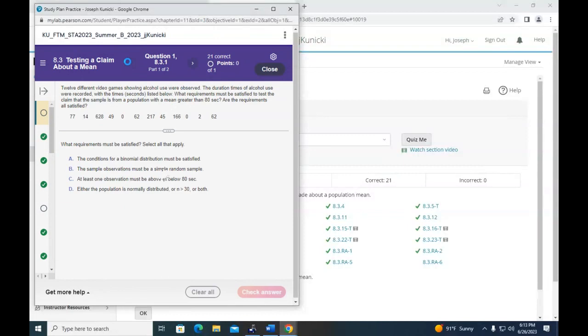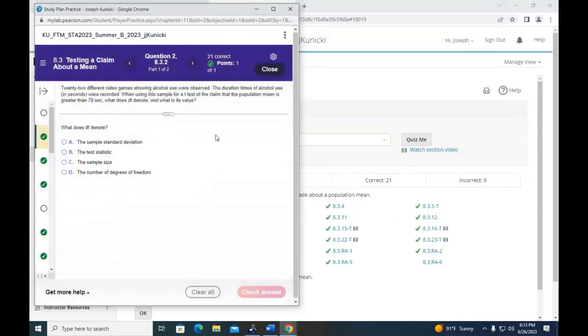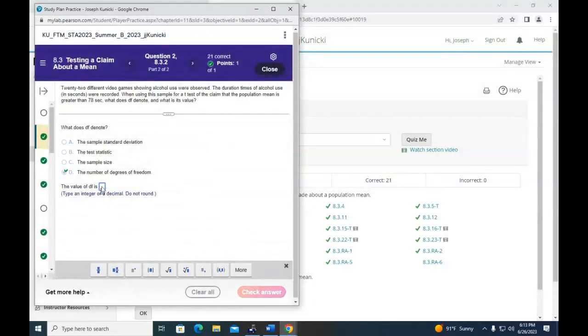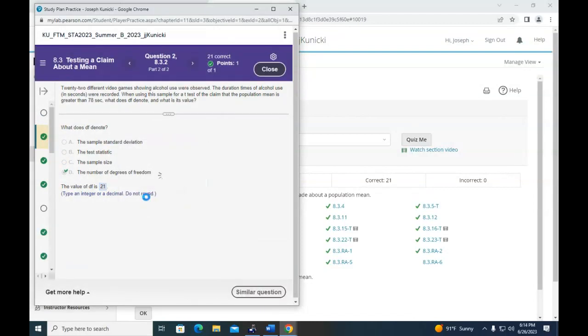All right, so let's do this one again. 22 different. So it's the number of degrees of freedom. So this one would be 21. Okay, so we got it right.